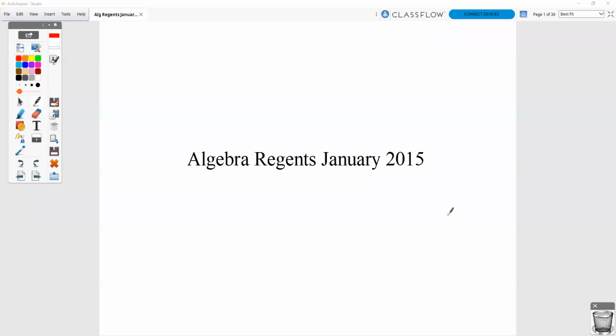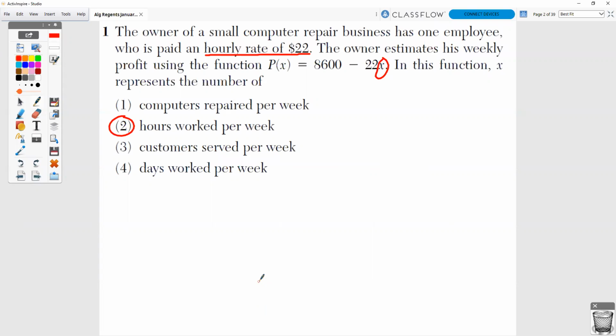These are the answers for the Algebra Regents January 2015 multiple choice. Remember that each one is worth 2 credits. In question number 1, the owner of a small computer company has one employee who's paid an hourly rate of $22. The owner estimates his weekly profit using this equation.